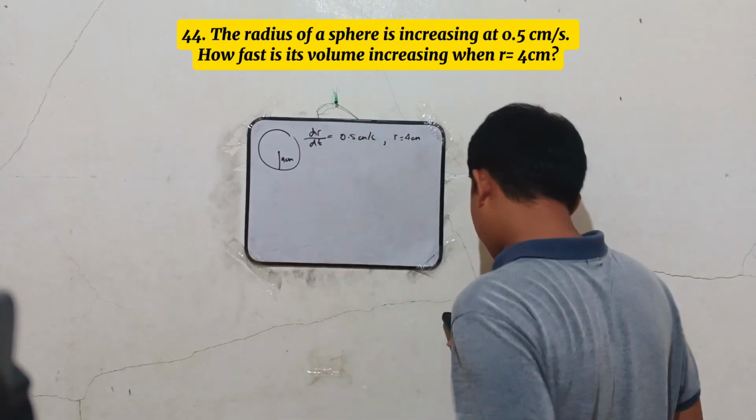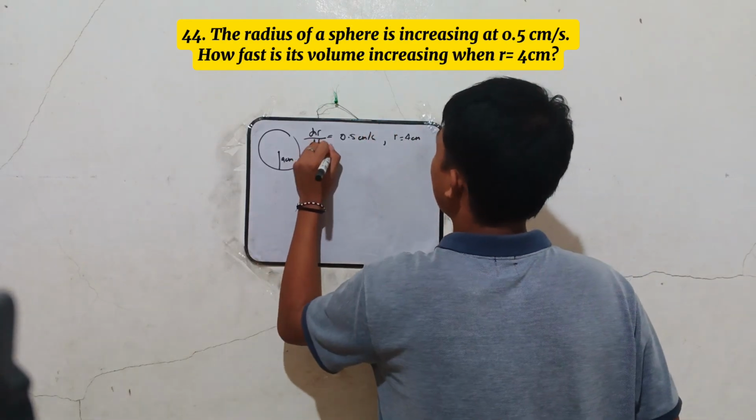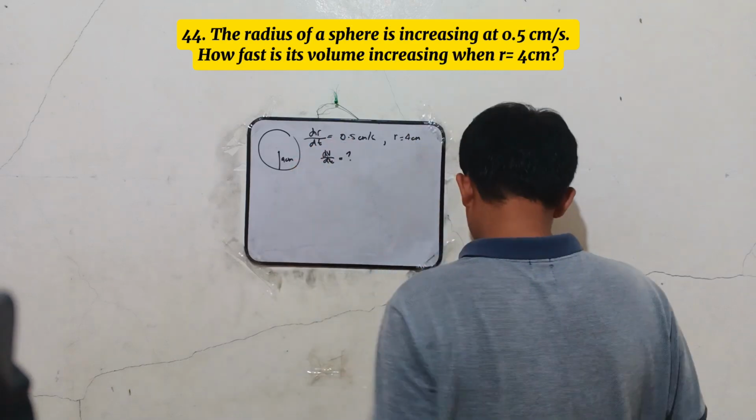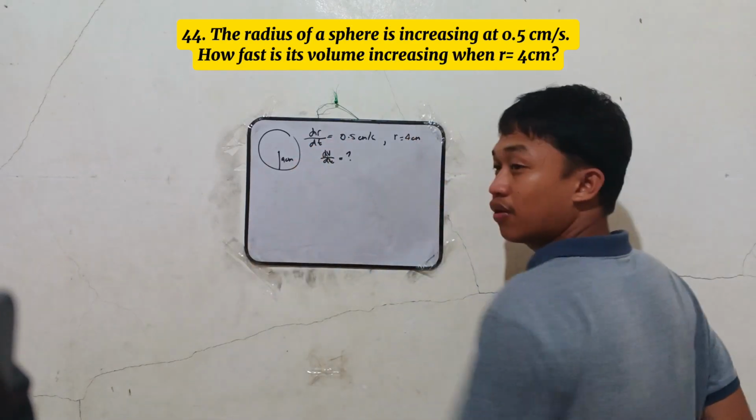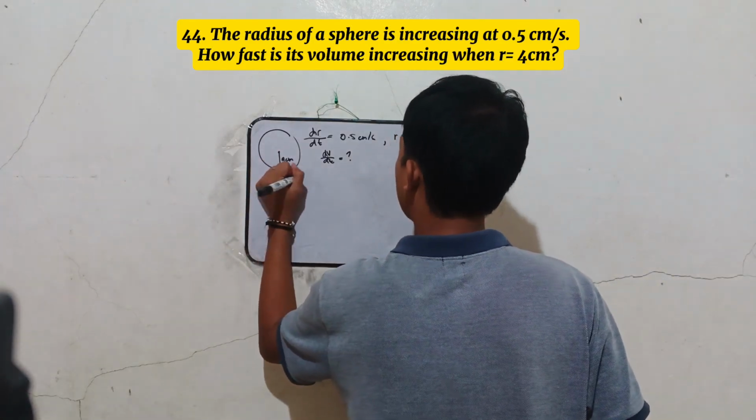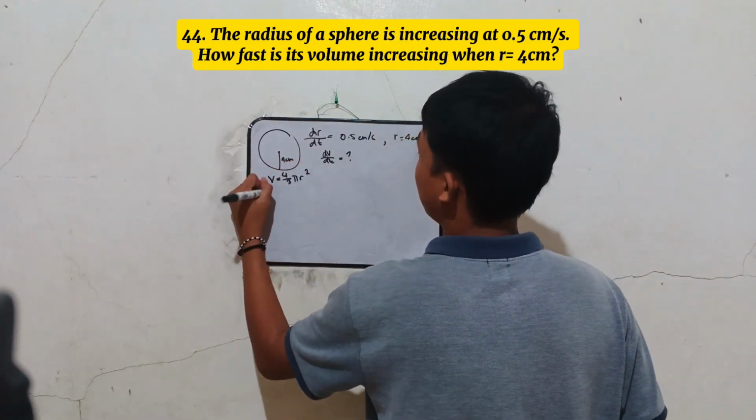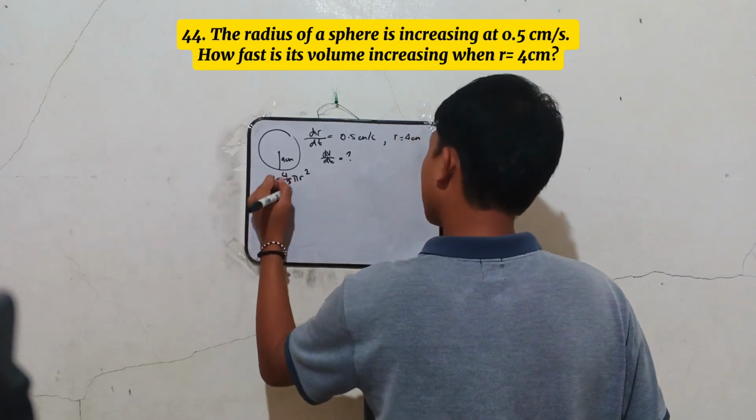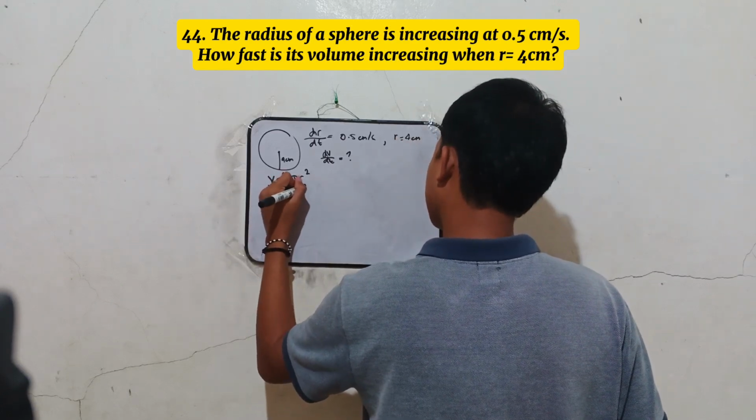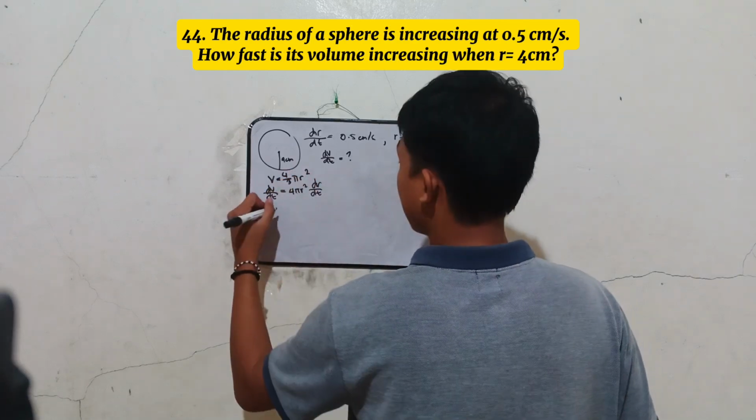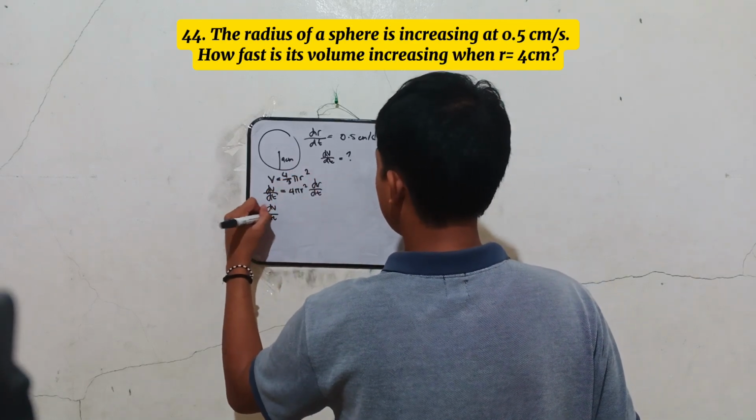And what we are tasked to find is the derivative of the volume of a sphere with respect to time. So the volume of a sphere is 4/3 pi r cubed. So let's derive the formula. So this will become 4 pi r squared dr over dt. Then substitute the given values.